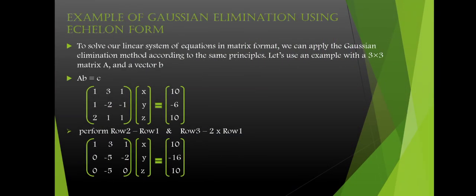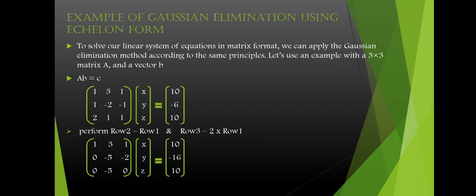Next, an example of Gaussian elimination using echelon form. To solve our linear system of equations in matrix format, we can apply the Gaussian elimination method according to the same principles. Let's use an example with a 3 by 3 matrix A and a vector B. Here, AB is equal to C.